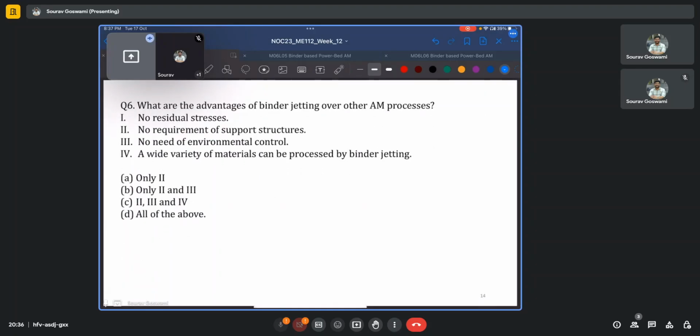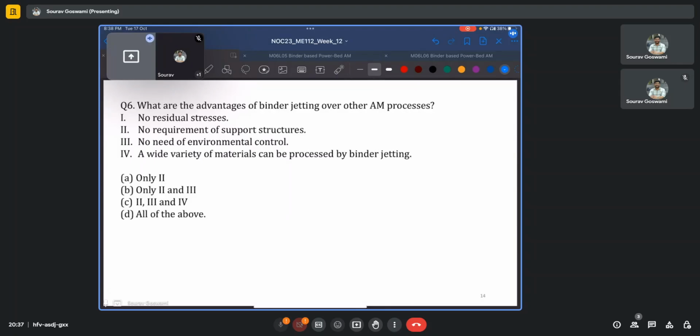Question 6 is asking, what are the advantages of binder jetting over other additive manufacturing processes? And some of them are listed here. So is it that in binder jetting we encounter no residual stresses? Is it that in binder jetting there is no need for the support structures? Is it that in binder jetting there is no need for any environmental control either? Or can a wide variety of materials be processed by binder jetting? So let us examine these options.